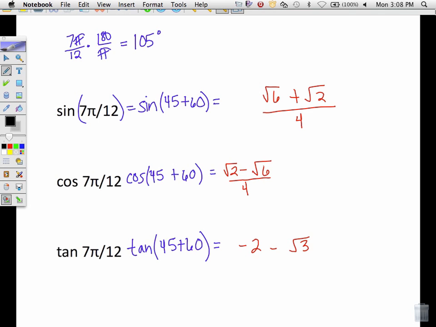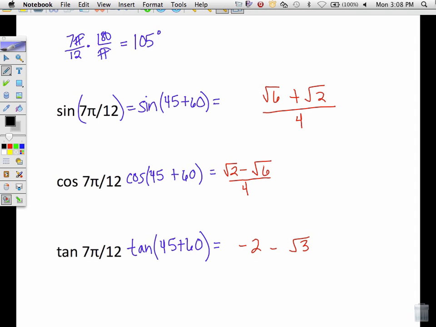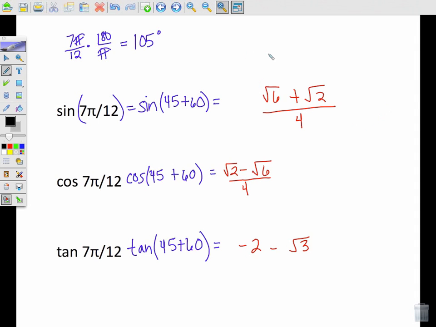All right, so those are the 3 solutions there for this last example. That just gives you a good review of what the formulas are like, and now we're going to use them a little bit.